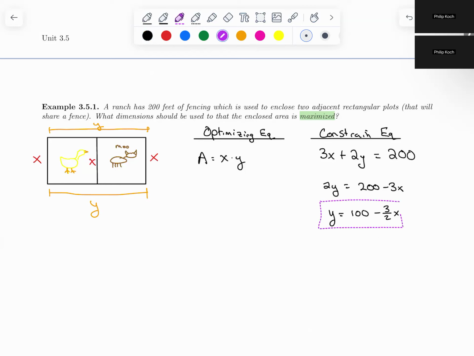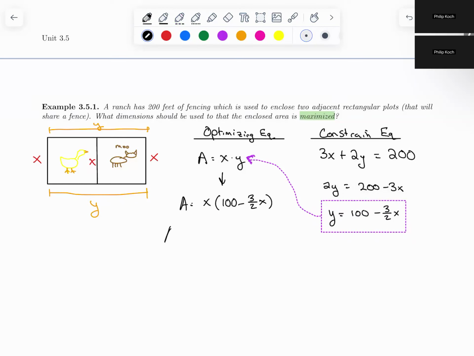What I'm going to do is take this expression and substitute it in for y. So this means that A will now equal x times 100 minus 3 halves x. And this is a small minor change that I'm going to make that you don't have to write, but I want you to write it to understand the significance here.